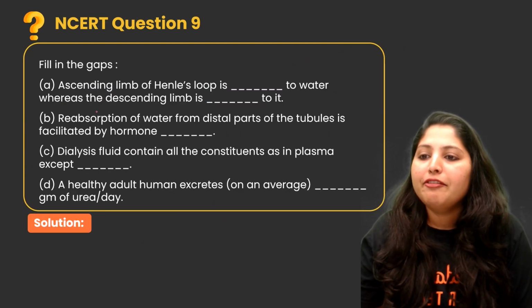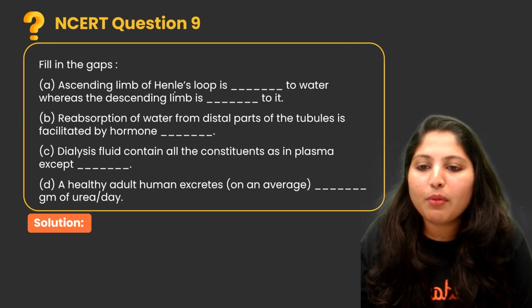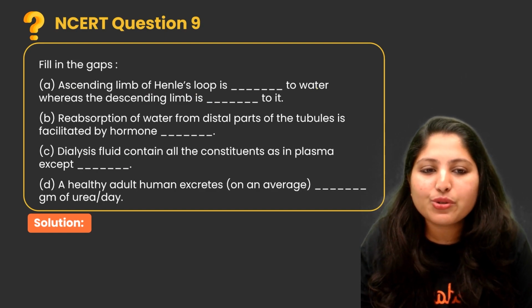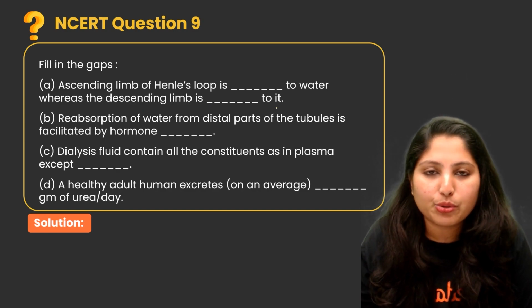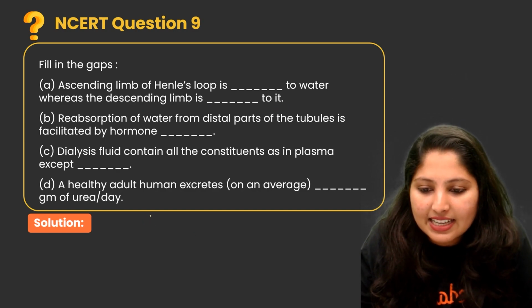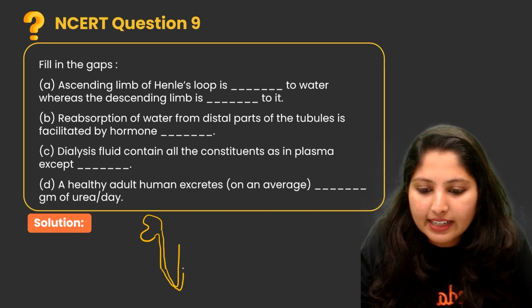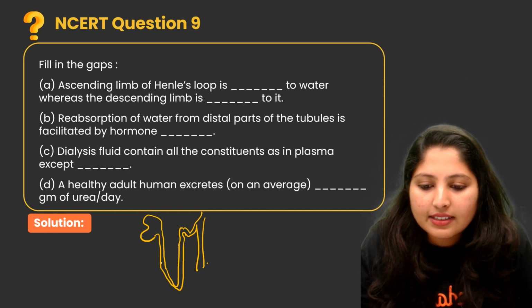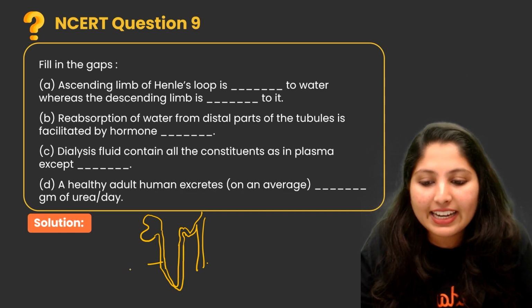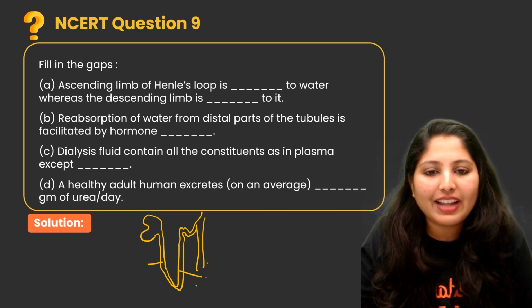Okay, fill the gaps: the ascending limb of Henle's loop is dash to water, whereas the descending limb is dash to it. Let's discuss. This is the kidney, with the proximal convoluted tubule, distal convoluted tubule and Henle's loop, and this is the collecting duct. This is the descending limb of Henle's loop, and this is the ascending limb.